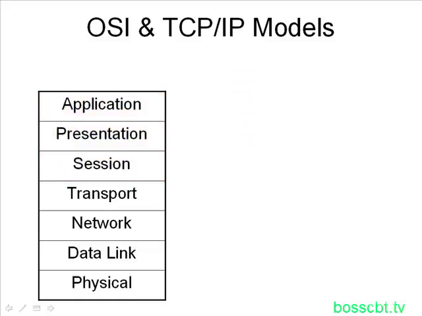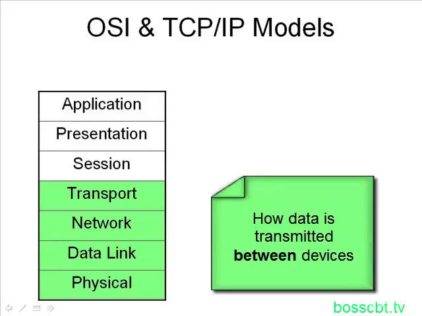The second group has to deal with the bottom 4 layers. And when we group these together, all 4 of them are concerned with the networking portion between devices. So in other words, how data is transmitted from one PC to another. Okay, so that's just a very broad stroke of cutting up this model to distinguish 2 different groups.